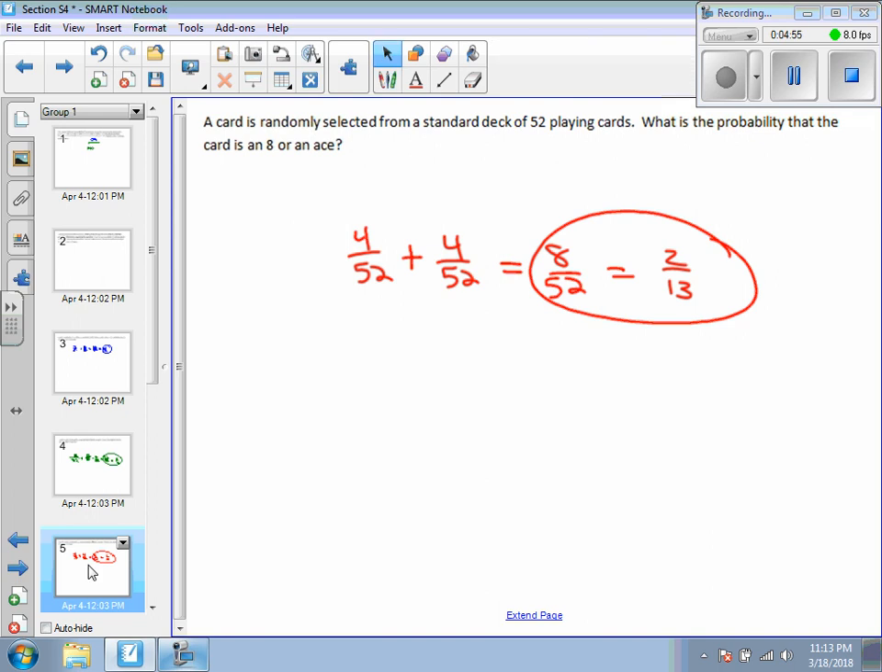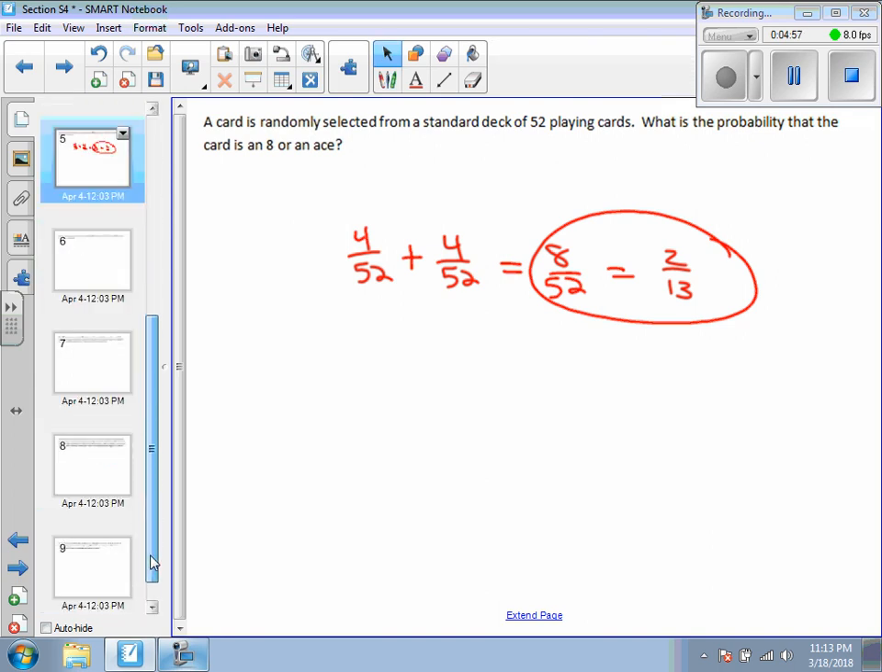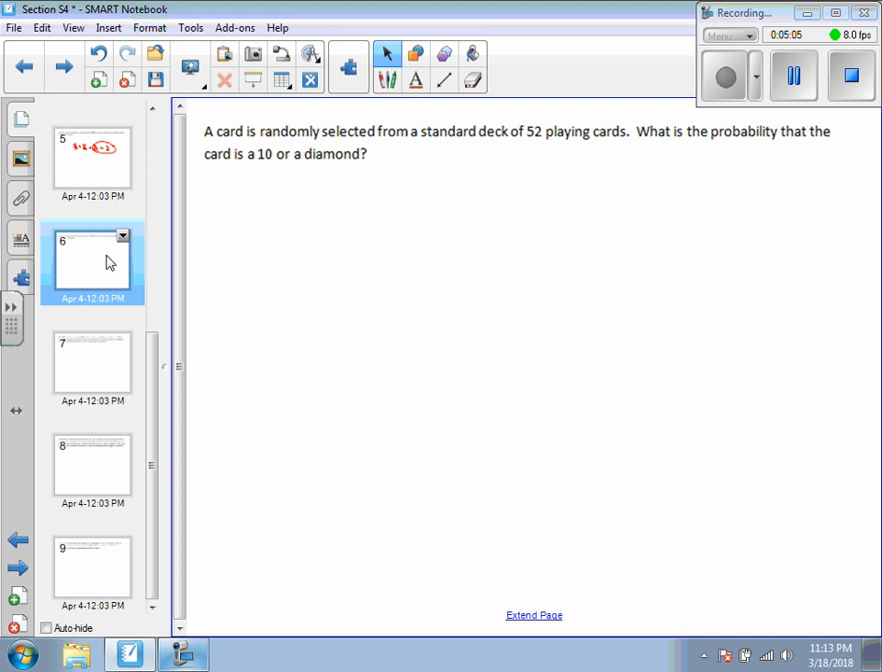Okay, so when you're looking at overlapping events, the key thing is, can they both happen at the same time? If they cannot, then you're good to go. A card is randomly selected from a standard deck of 52 playing cards. What is the probability that the card is a 10 or a diamond?